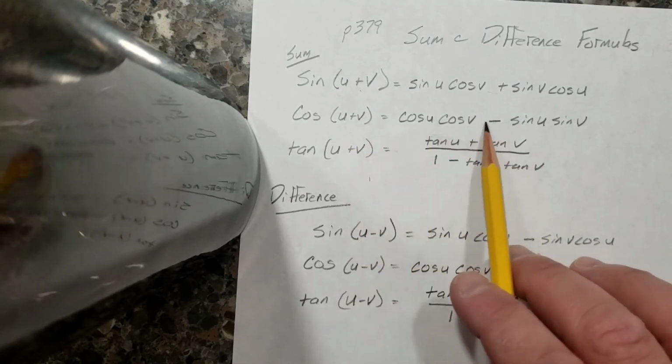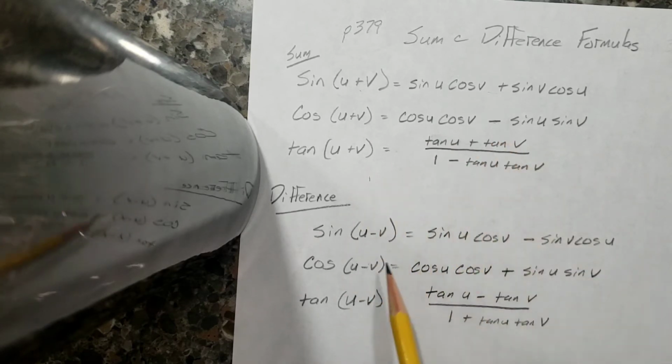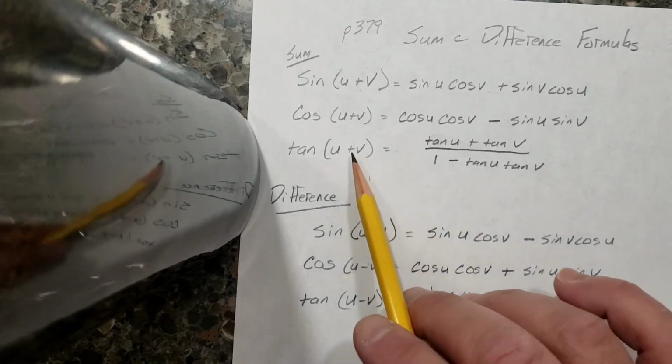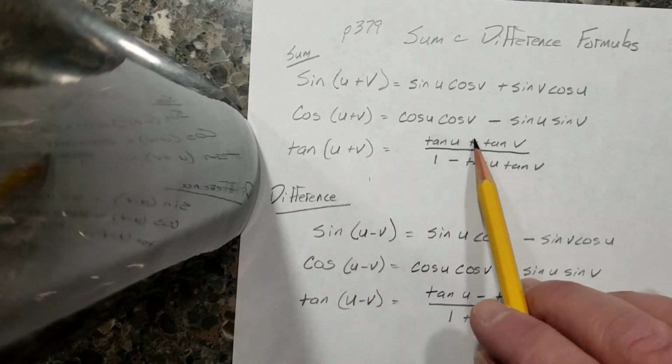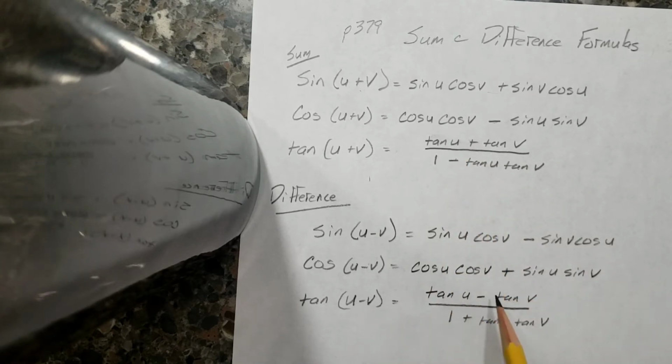Cosines are actually the opposites. If you're adding, you subtract here. If you're subtracting, you add here. And tangent, you'll notice that the sign, the plus, matches the numerator, and then the denominator is opposite. So when you subtract, you've got subtraction in the numerator, addition in the denominator. Okay, those are the formulas that are on page 379.